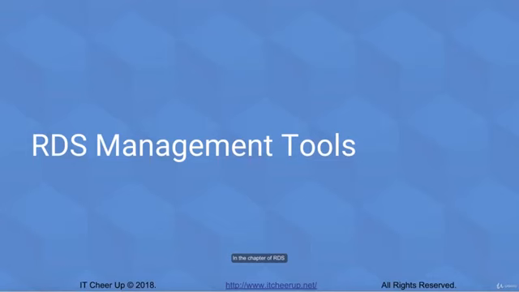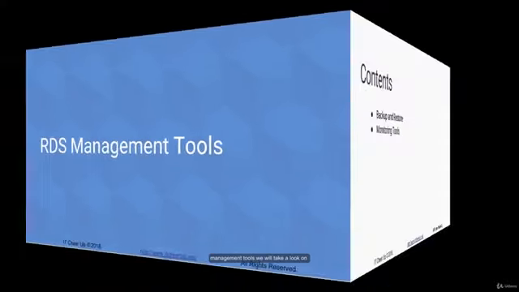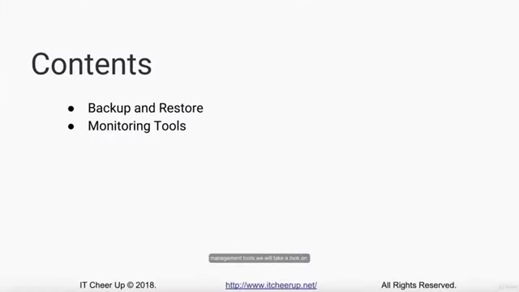In the chapter of RDS management tools, we will take a look on RDS auto backup, point-in-time recovery, restore and migrate snapshot, how to use the CloudWatch metrics, CloudWatch alarm, AWS Trusted Advisor, tag, events history, logs, and performance insights to monitor RDS.